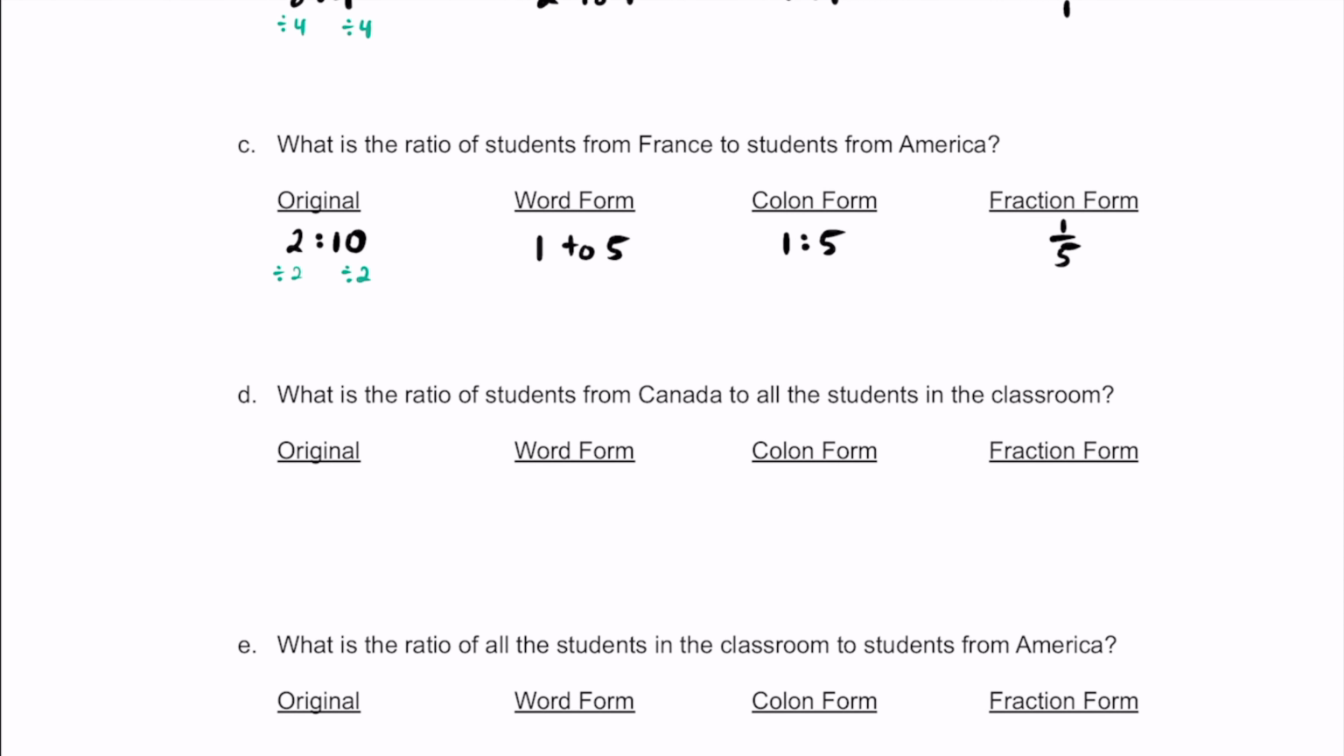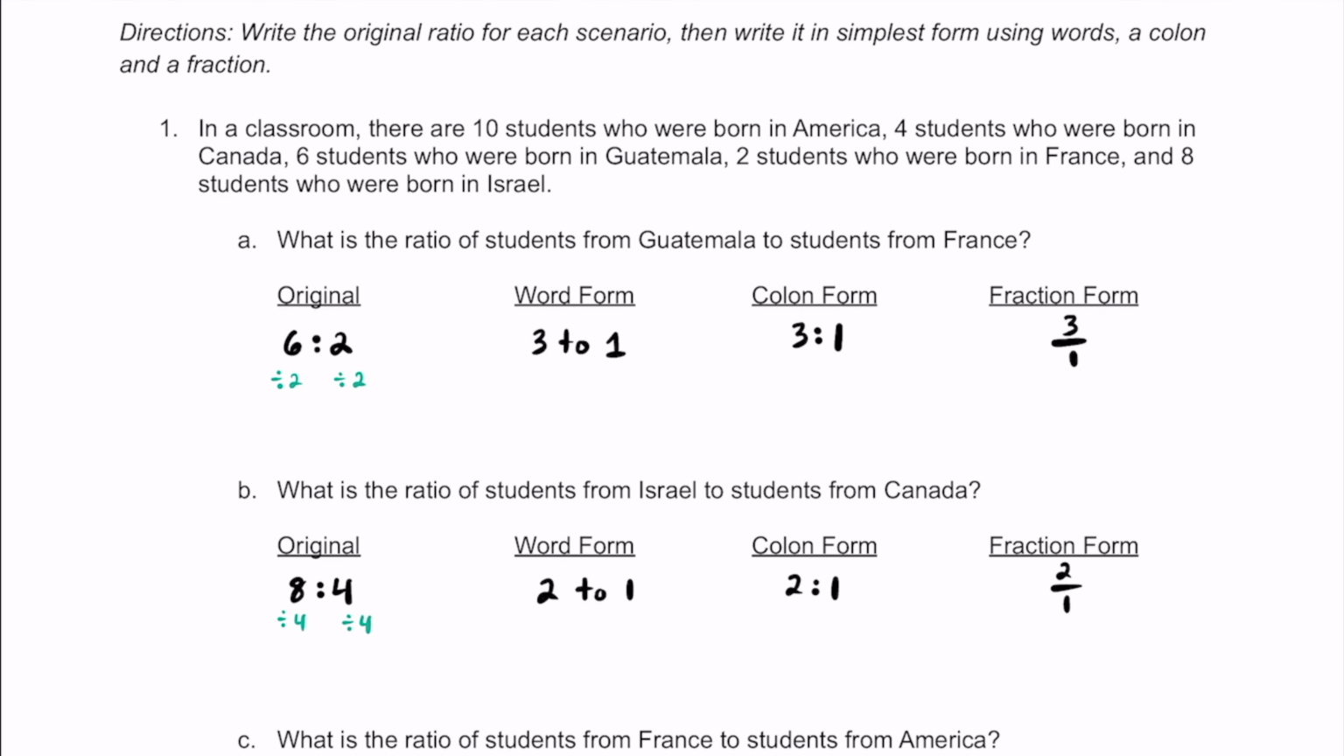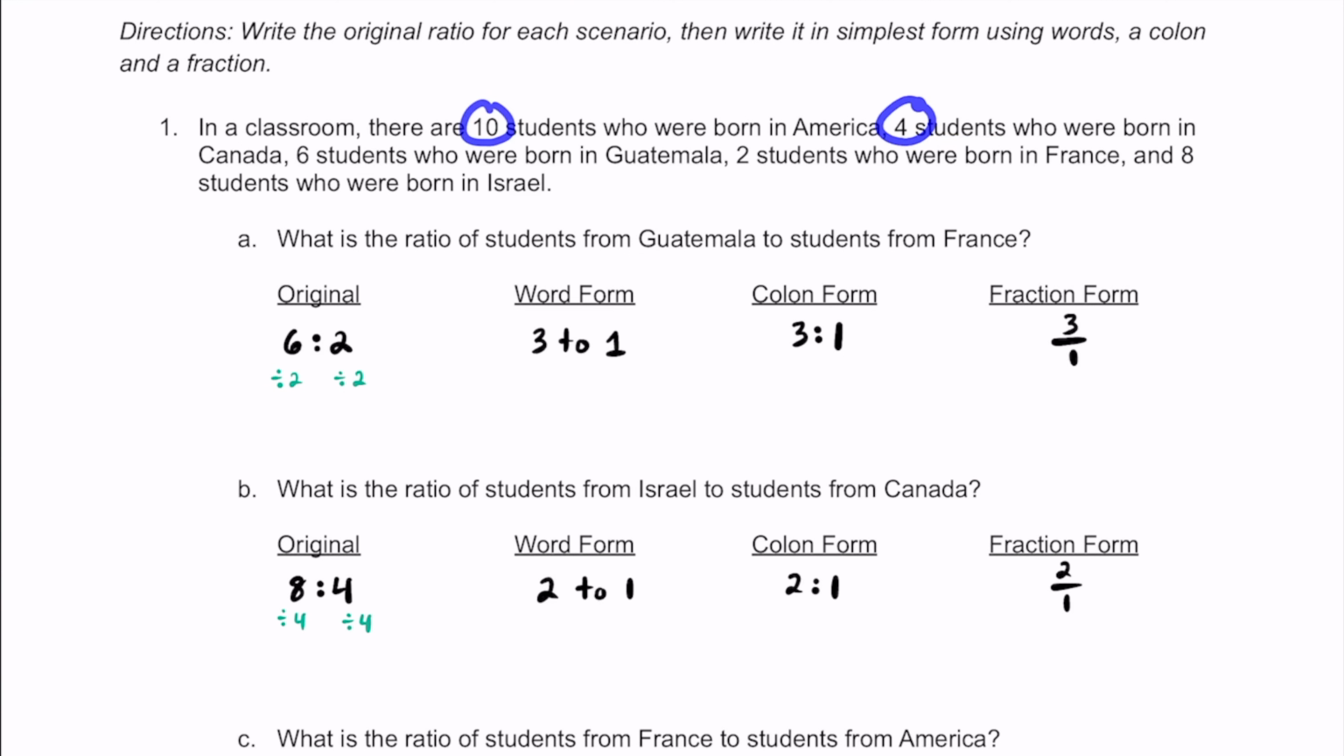Okay. For part D, it looks like we are being asked the ratio of students from Canada to all the students in the classroom. So it looks like there are 4 students from Canada, but what about all the students? For all the students, we have 10 plus 4, that's 14, plus 6, that's 20, plus 2, that's 22, plus 8 is 30. So the total number of students is 30. That might be a good thing to write here. I'm just going to write the total is equal to 30 students. That's if you add everybody up.